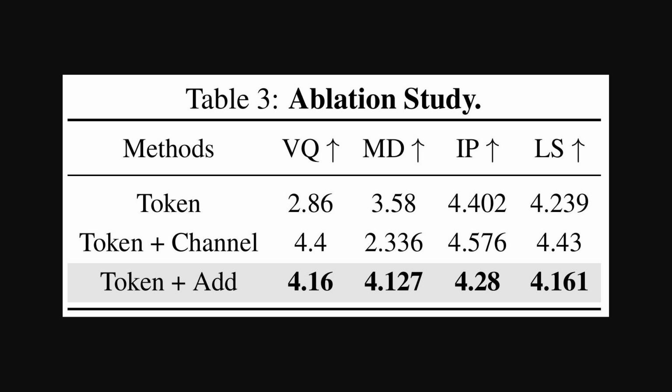The table shows metrics like VQ for video quality, MD for motion diversity, IP for identity preservation, and LS for lip synchronization. For all these, a higher score is better. And as you can see, the token plus add method, which directly adds the reference image features to the video's internal representation, consistently scores highest across all these measures, confirming it's the most effective approach for this module.